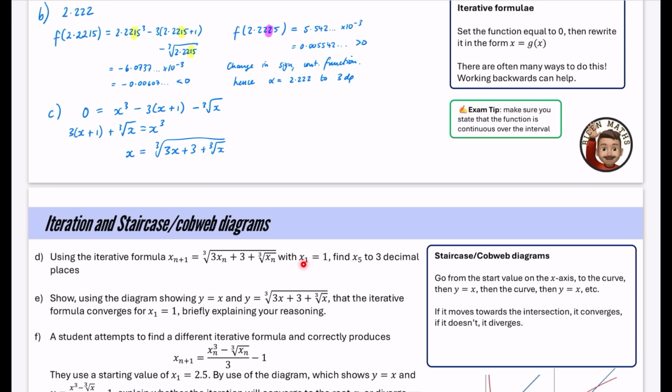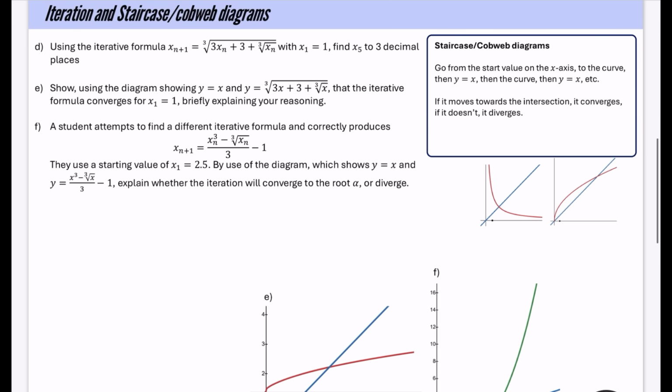Now this is in GCSE, so if you did do pretty well in GCSE, you should remember how we do this. Now I'm going to show one of them to show the examiner I know what I'm doing. I'm saying that x1 is equal to 1. And so this means that x2 would be, using the iterative formula, the cube root of 3 of x1, which is 1, plus 3, plus the cube root of x1, which is 1, okay?